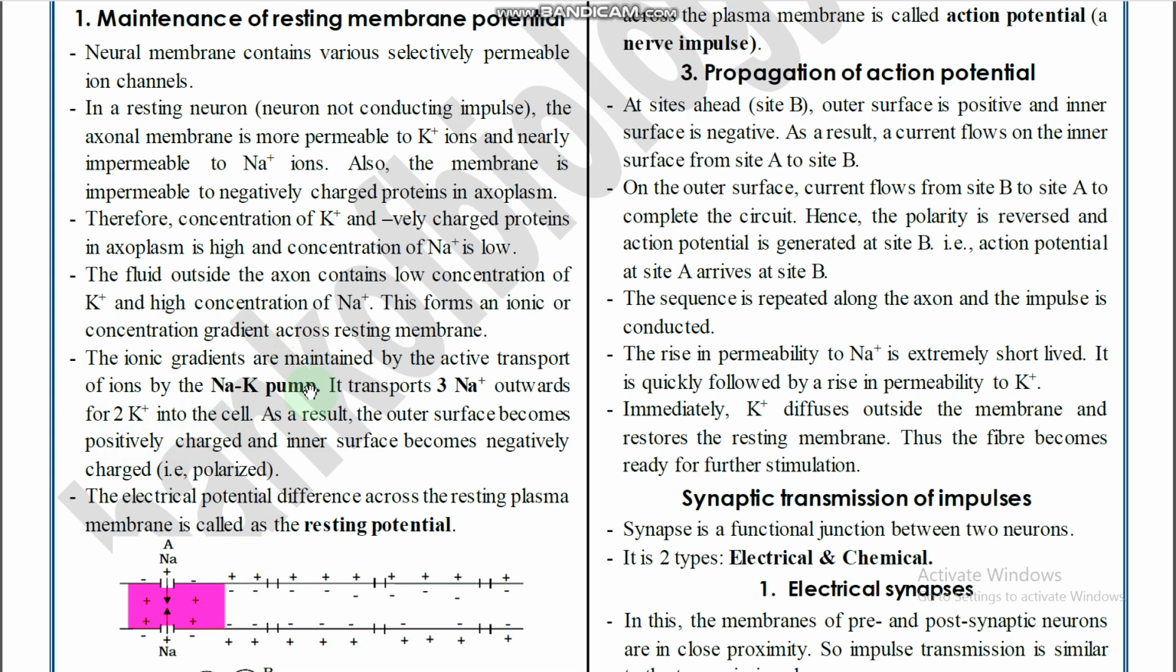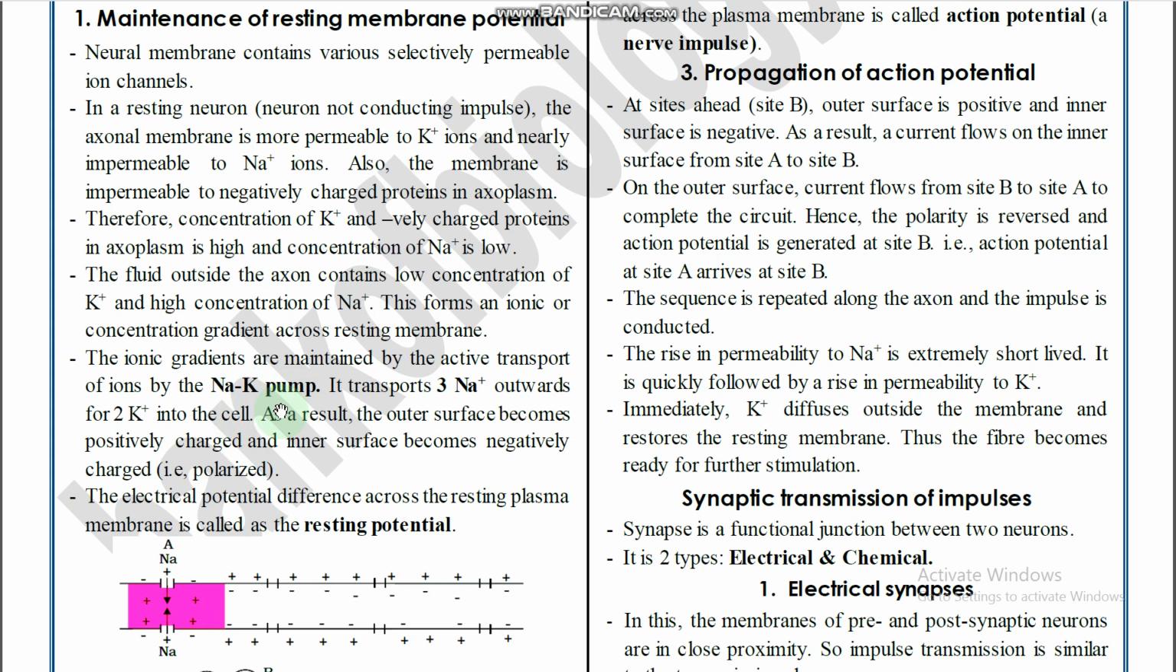So through the sodium and potassium pump, what happens? 3 sodium outwards means from inside the axoplasm to outside, and 2 potassium into the cell, from outside to inside of the cell, right? So by this movement, what happens?